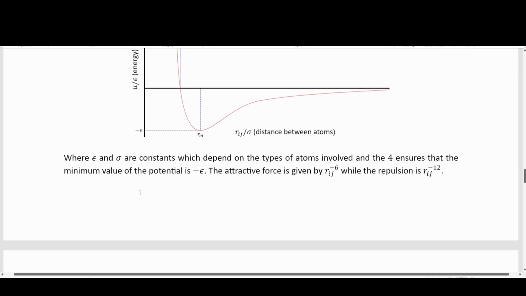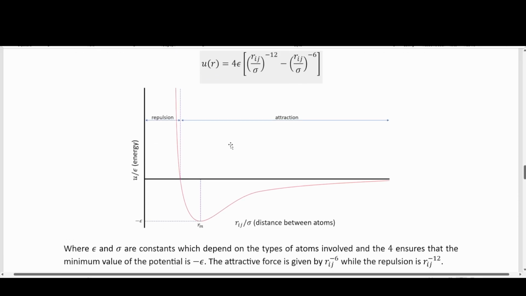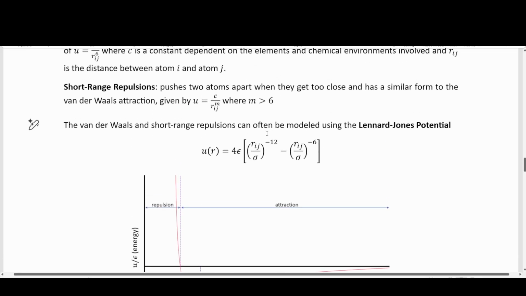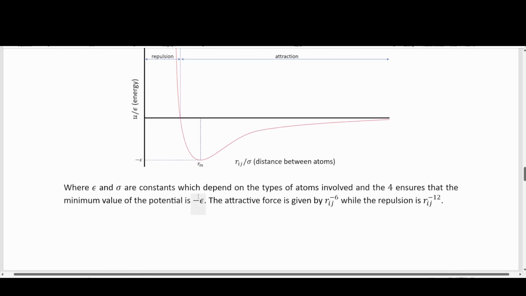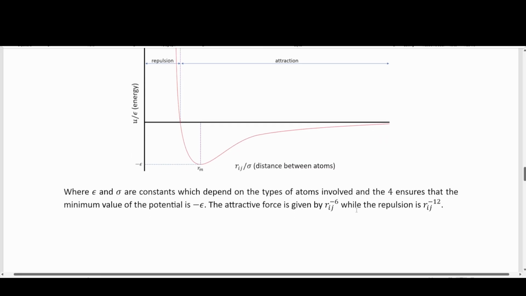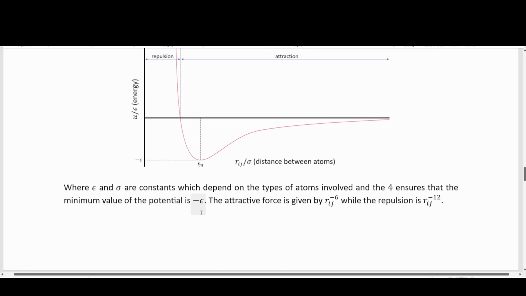We say this epsilon here, which shows up in our Lennard-Jones potential right there, and sigma, which are the two constants right here, are constants which depend on the types of atoms involved. And then the 4 that shows up right here ensures that the minimum value of the potential is this negative epsilon right here. The attractive force, like I said, is given by the R to the negative 6, so that's dominating over here, so we see that it's going to attract.